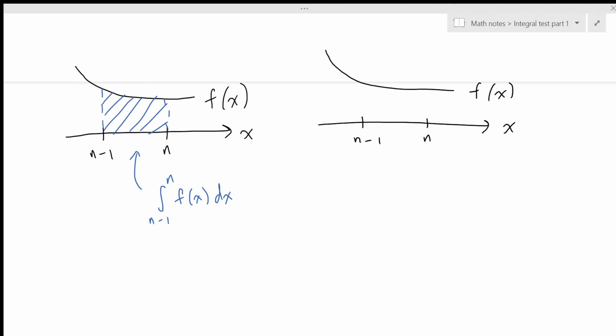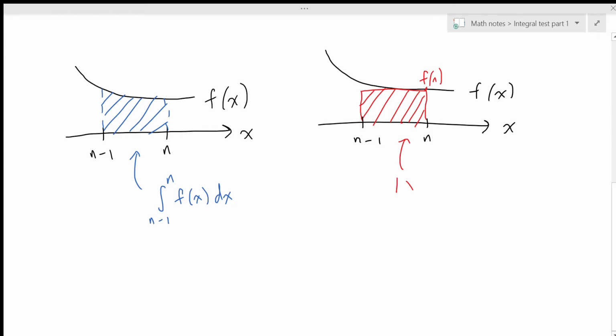Now, on the right-hand side, we're going to look at a different region. We're just going to look at a rectangle which touches the curve at x equals n. So its height here is f of n, and it's just a rectangle. It only touches the curve at f of n. Now we can also calculate the area of this rectangle. It's just equal to the base, which has a length of 1, times the height, which is f of n. So it's just equal to f of n.